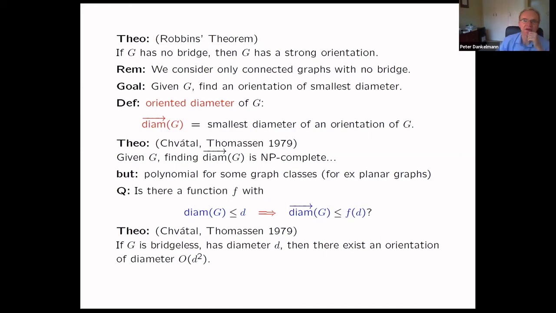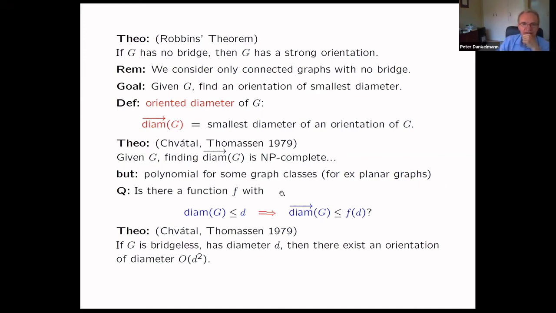Now that can be pretty hard. Finding the best orientation is a problem that is NP-complete. That was proved in a classical paper by Chvátal and Thomassen more than 40 years ago. But if a problem is hard for all graphs, there's always a point in looking at graphs from special graph classes. And for some graph classes, for example for planar graphs, one can find a best orientation in polynomial time.